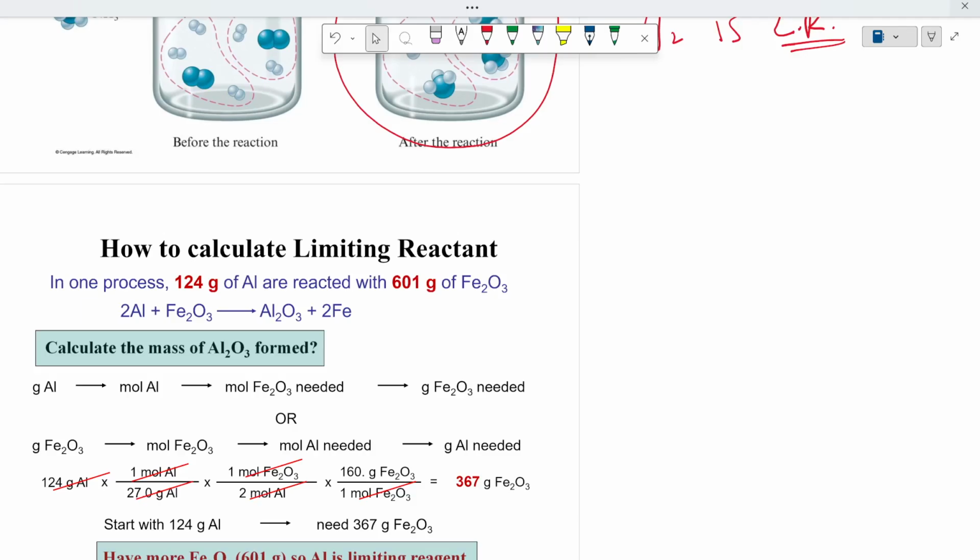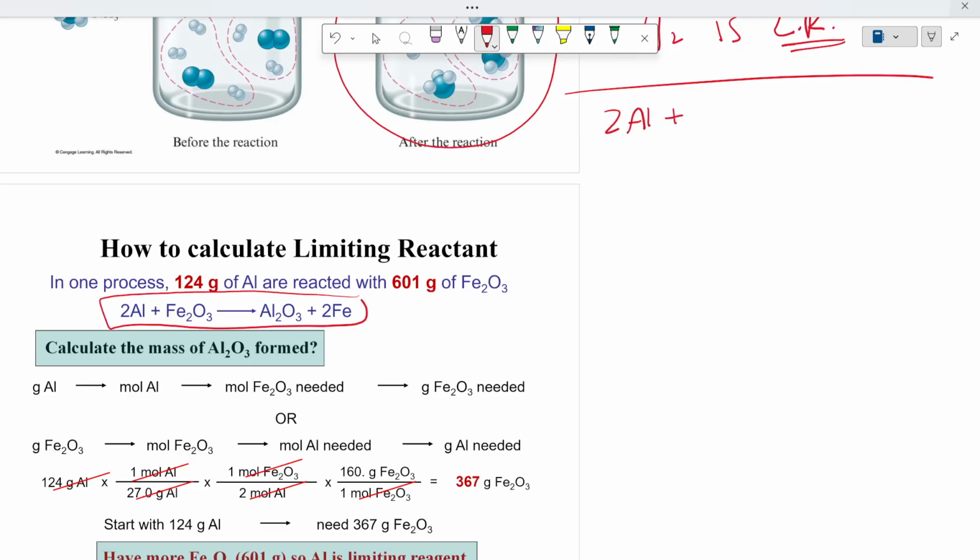In one process, 124 grams of aluminum reacted with 601 grams of iron 3 oxide according to this equation. Calculate the mass of Al2O3 formed. The solution is provided here, but let us solve it together from the scratch.